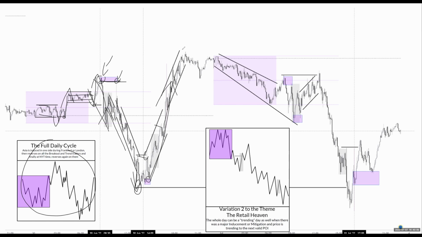Channel build up. Inducing high to go lower. Next channel build up. Inducing high to go lower. London play. Mitigation. Boom. Into liquidity grab. Equal triple tops. And here takes it out. Turns into retail heaven. Okay, we know that.